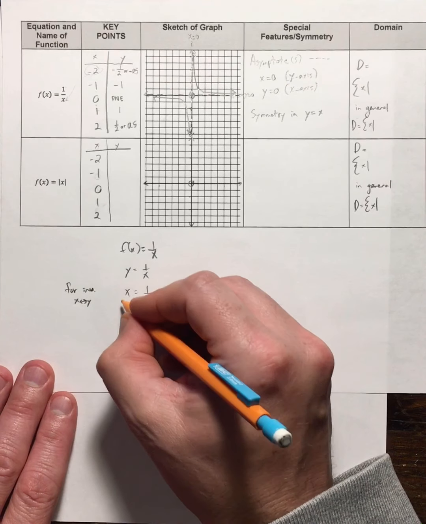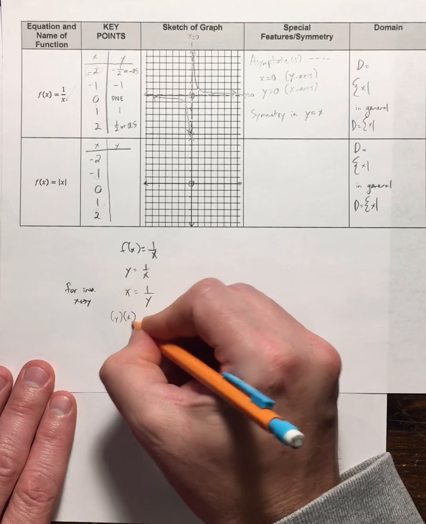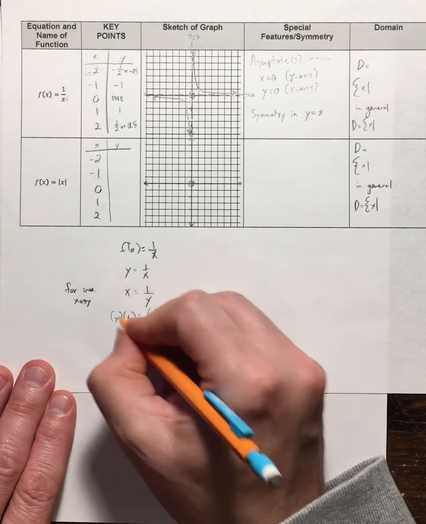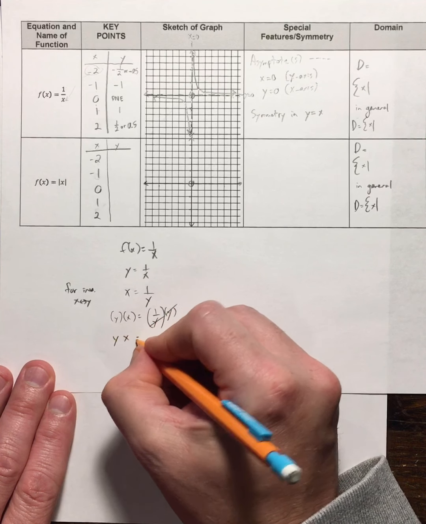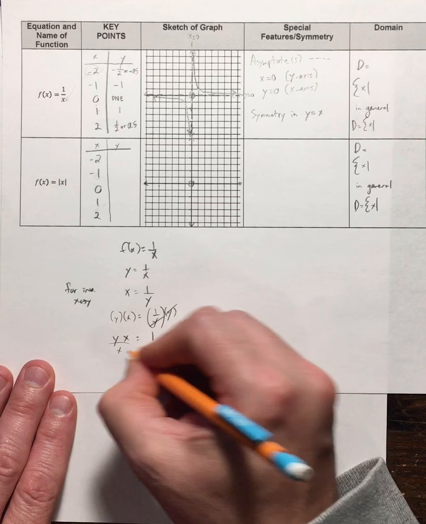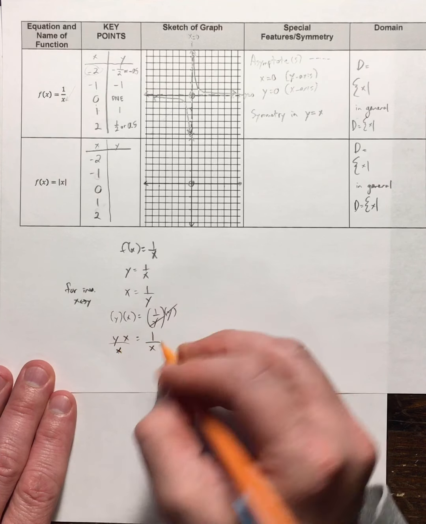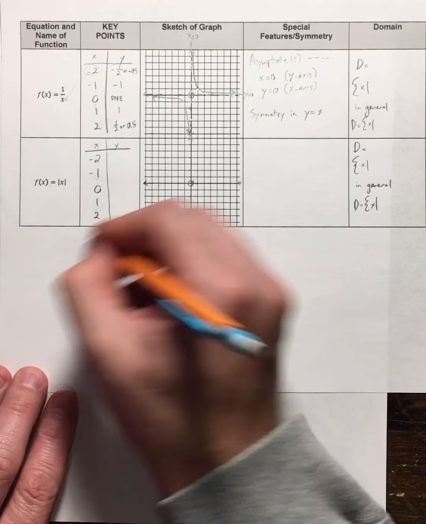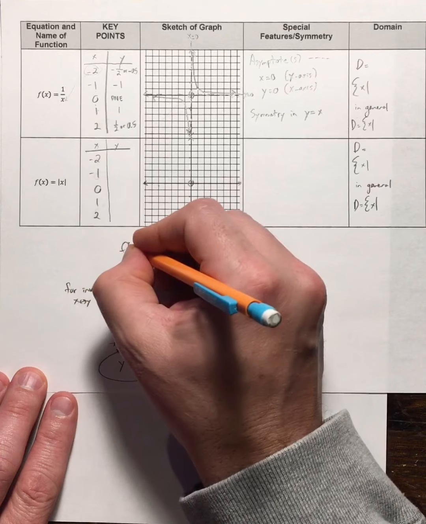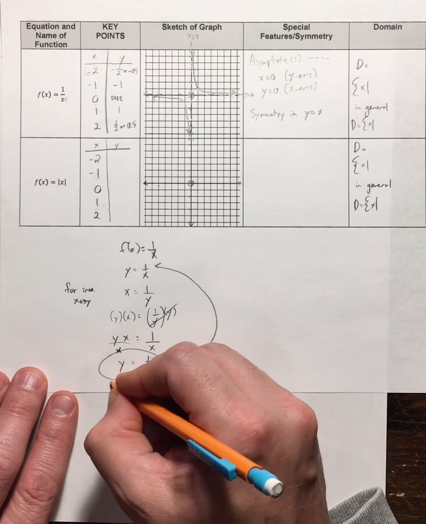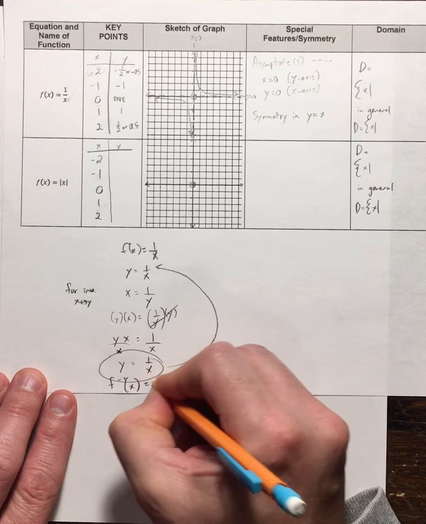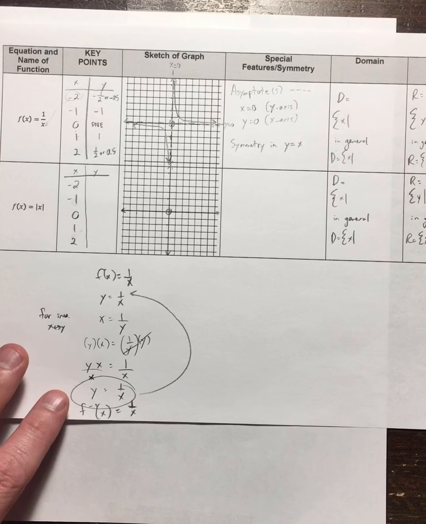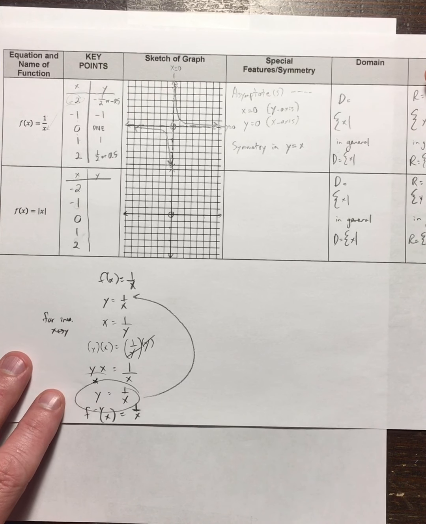So I go x is equal to 1 over y. And then I multiply both sides by y to get rid of that fraction. And I have yx is equal to 1. And then I divide both sides by x. And I get y is equal to 1 over x. So your inverse, y is equal to f of x. So f of x and f minus 1 of x are the same function. So it's really cool because it's a symmetry in the y equals x line. And that's a cool thing that's happening there.